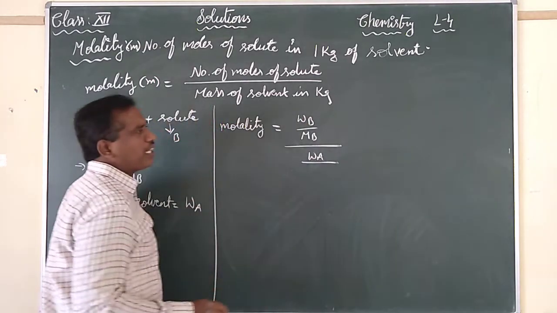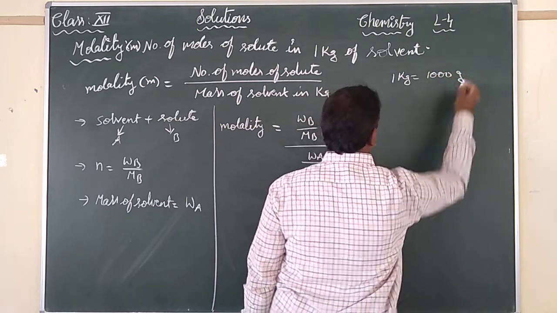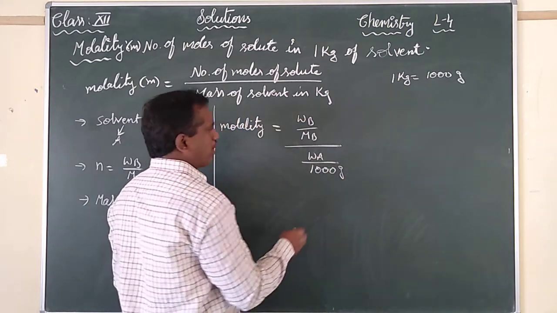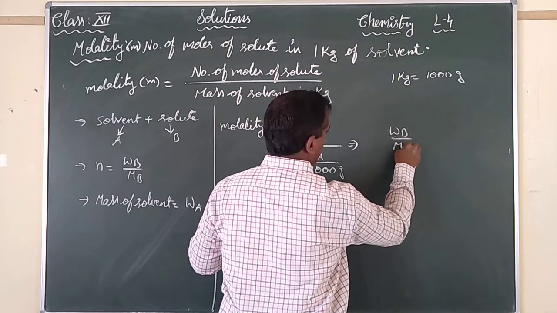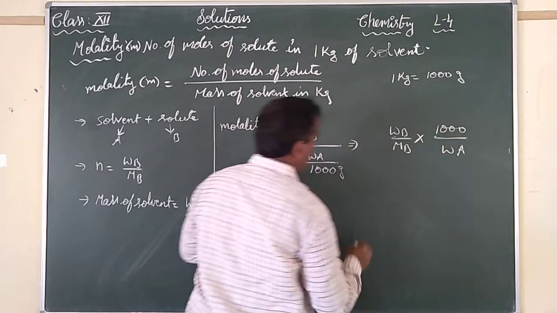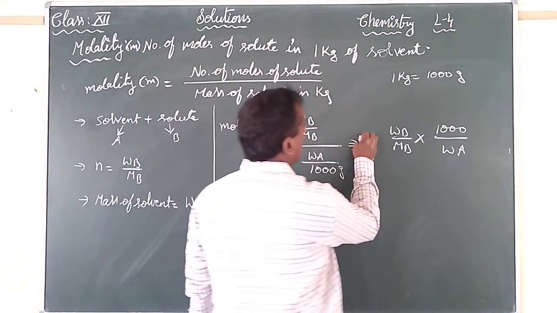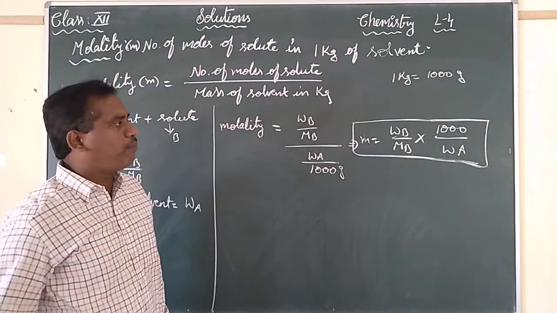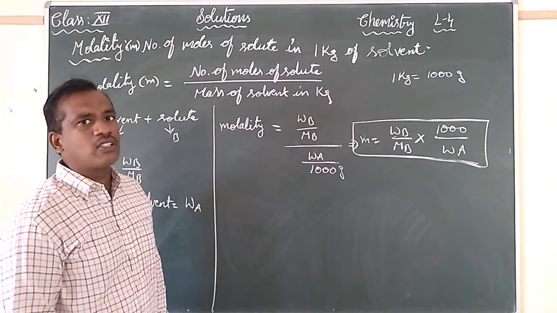1 kg is equal to how many grams? 1 kilogram is equal to 1000 grams. So here it is represented as 1000 grams. So how do we express this one? WB by MB into 1000 by WA. So this is the formula to express molality. Molality is equal to WB by MB into 1000 by WA. So let us see a few numericals on this formula also.